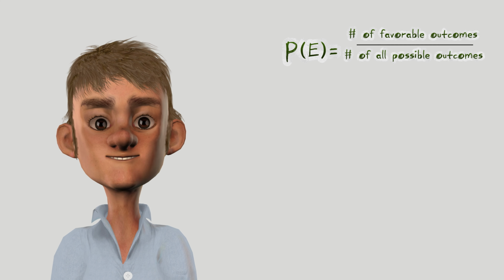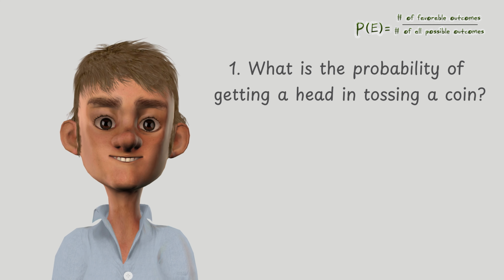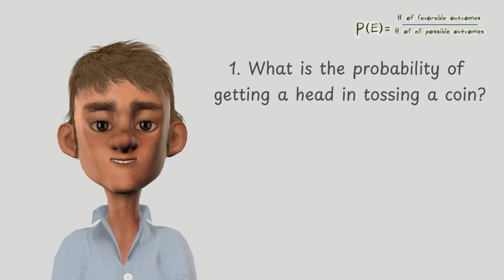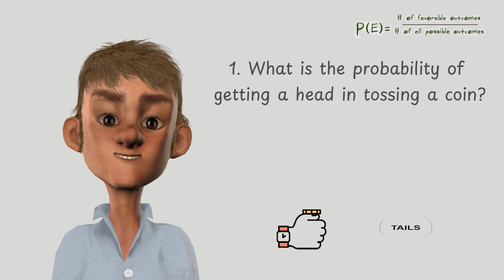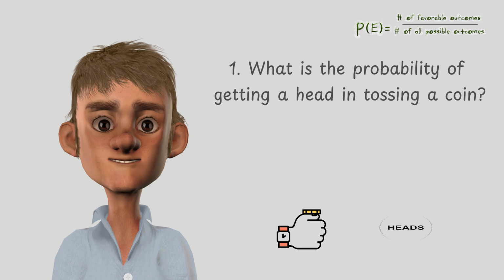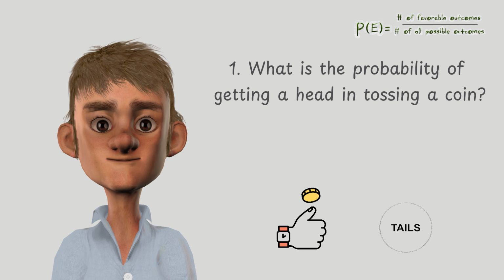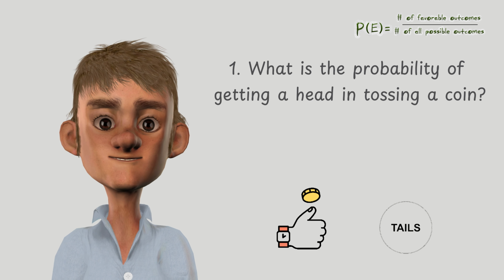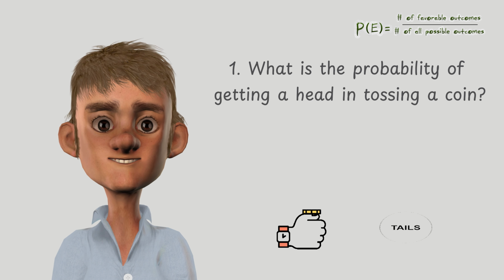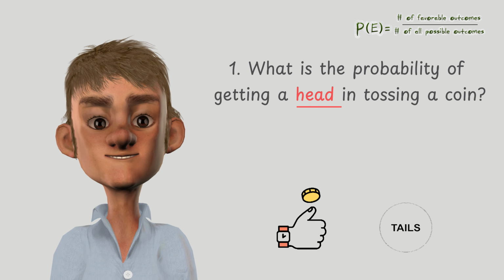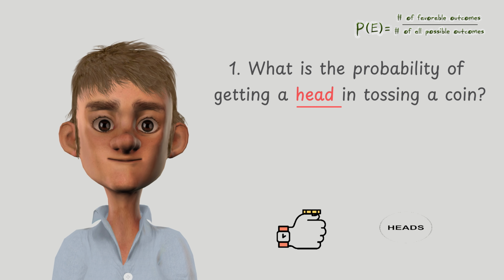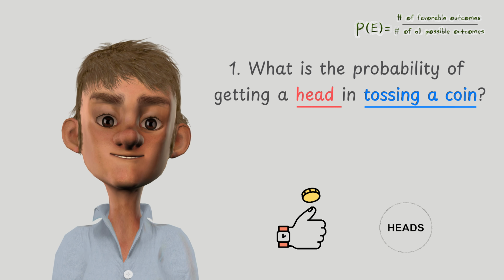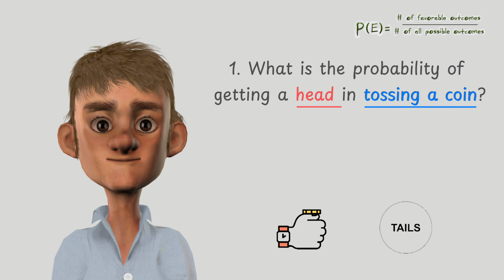Let's start our example number 1. What is the probability of getting a head in tossing a coin? We all know that we have two sides in our coin, the head and a tail. So here in our problem, it's asking the probability of getting a head. Head, this is our event. Then our experiment is tossing a coin. So, how are we going to calculate this, using this formula?